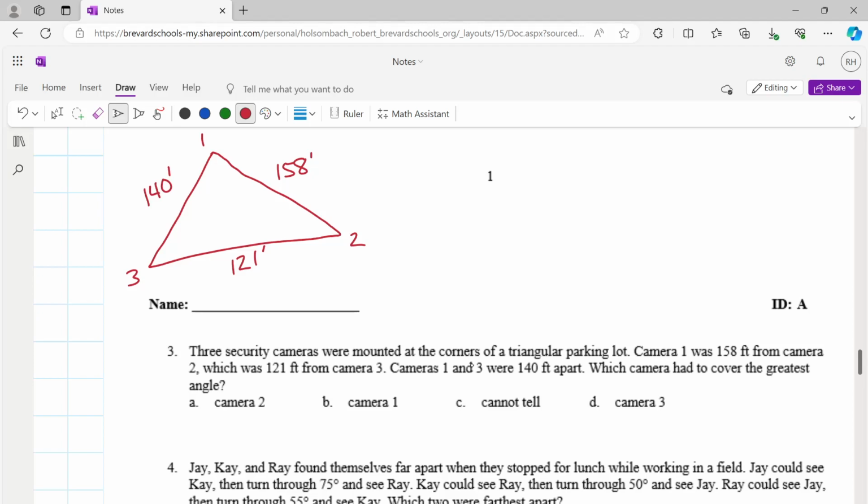Which camera had to cover the greatest angle? The camera that had to cover the greatest angle is opposite the longest side. So our longest side is 158. So camera 3 is the one doing all the work. Angle 3, or camera 3, will cover the widest angle because it's opposite the longest side in the triangle.